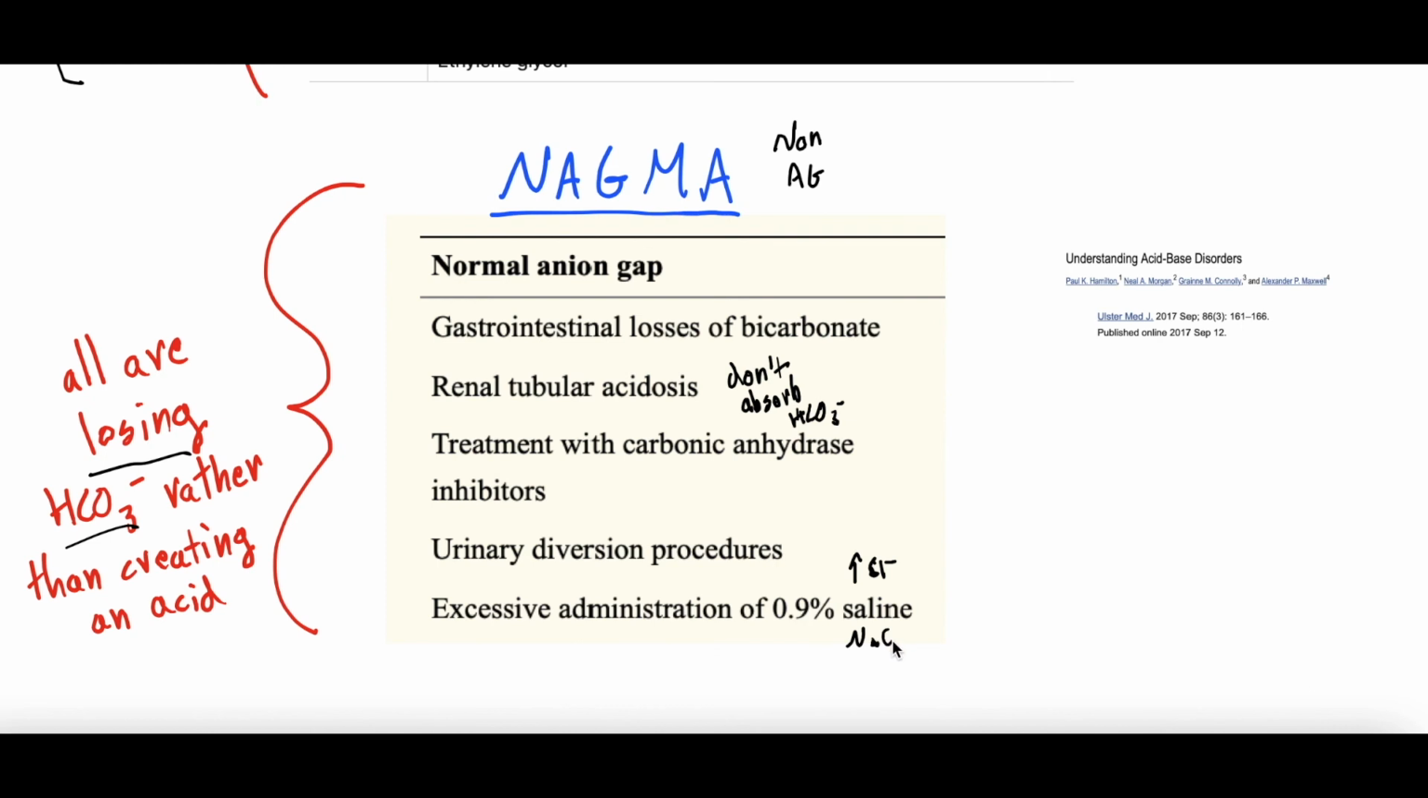So you see the difference here? With the non-anion gap ones, you're not having this extra acid being produced. You're just losing bicarbonate. Again, anion gap equals sodium minus chloride plus bicarb. If you just lose bicarb, your body automatically holds on to more chloride, so this is net neutral and it ends up with a normal anion gap because these cancel out.